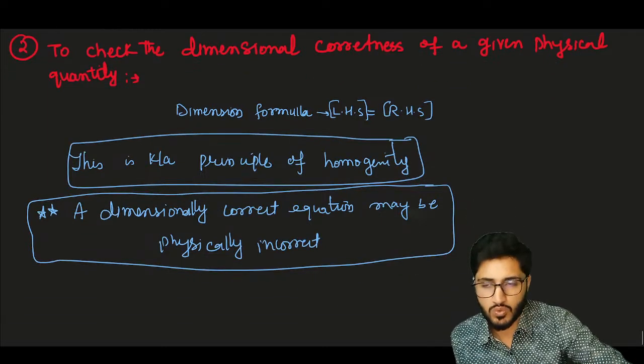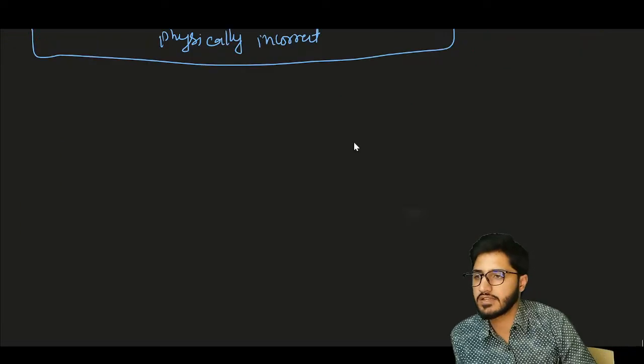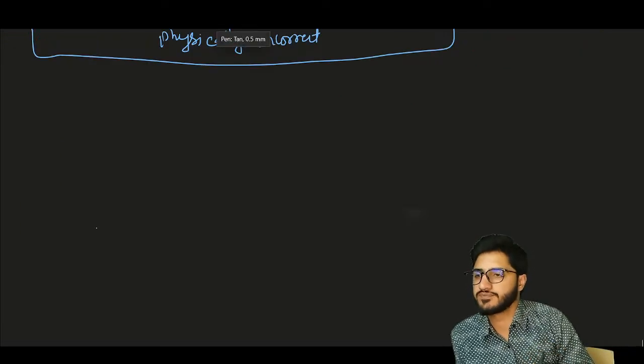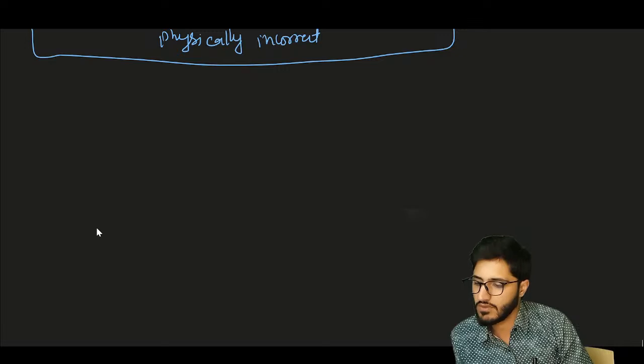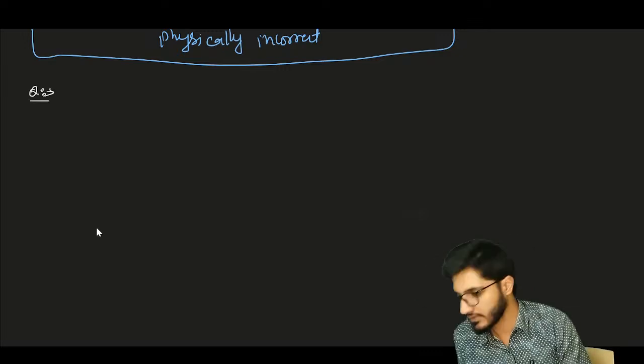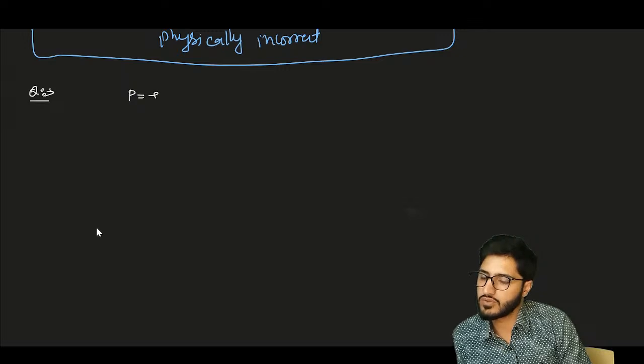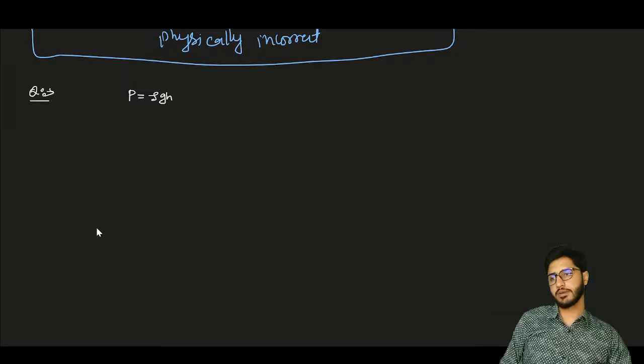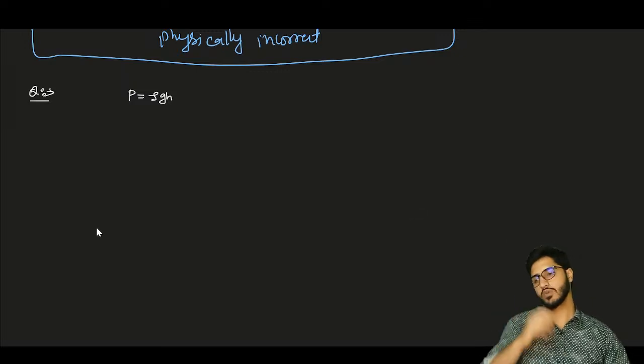So what is the meaning of this thing now? Suppose we need to check whether the following expression is dimensionally correct or not. If we have P equals rho g h, this is a famous equation in fluid mechanics: pressure equals density times g times h.